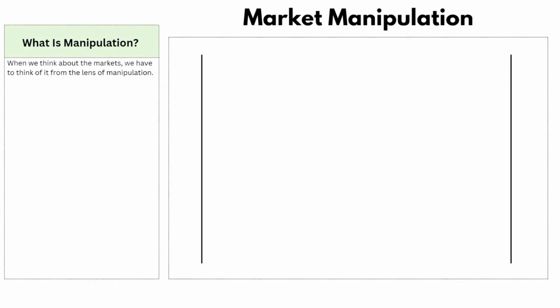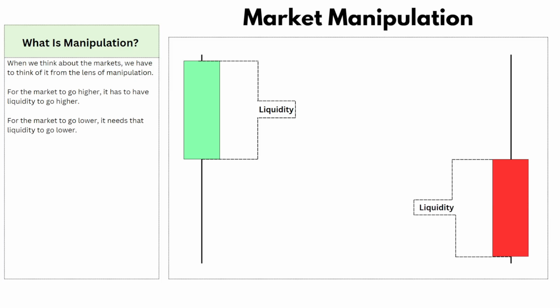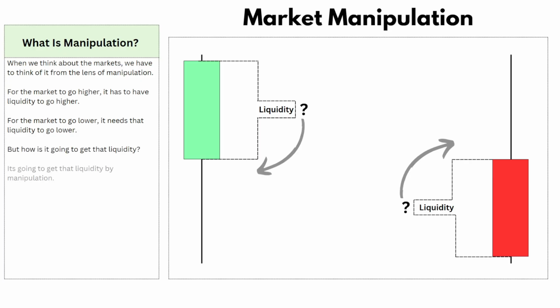So as we begin, when we think about the markets, we have to think of it from the lens of manipulation. For the markets to go higher, it obviously needs liquidity to go higher. And for the markets to go lower, it needs liquidity to go lower. But how does it get that liquidity? It gets that liquidity by what we call manipulation.